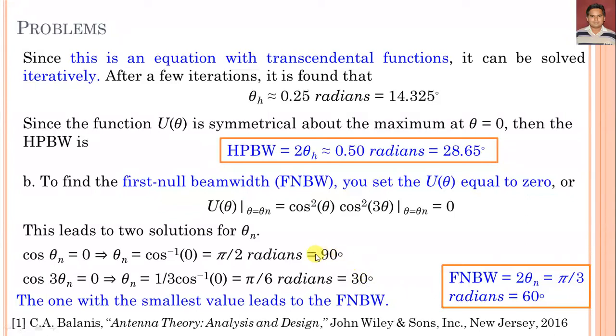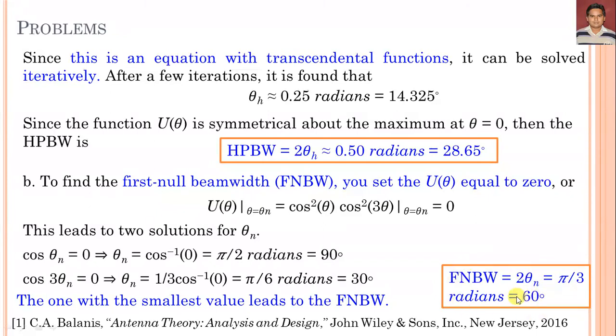When this type of situation occurs, we take the smallest value, through which we can calculate the first null beamwidth. So here we are considering the smallest value of theta n, which is equal to 30 degrees. So the first null beamwidth is equal to twice theta n, which is 5 by 3 radian, equal to 60 degrees. So this is the solution of this problem.